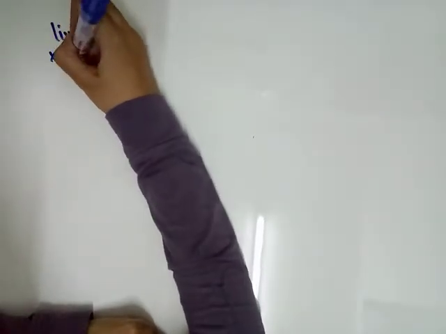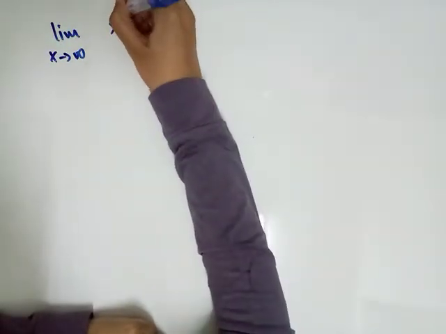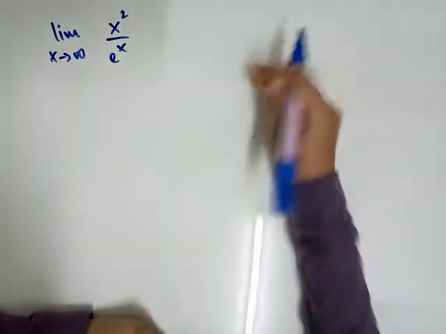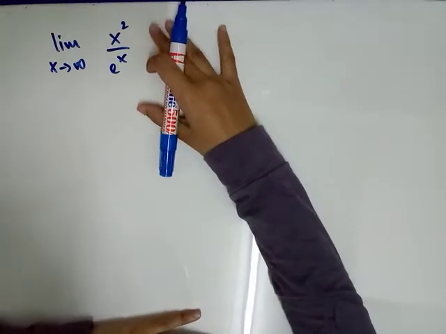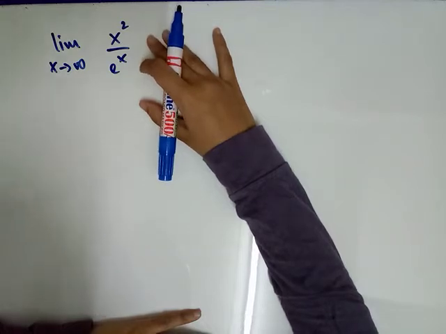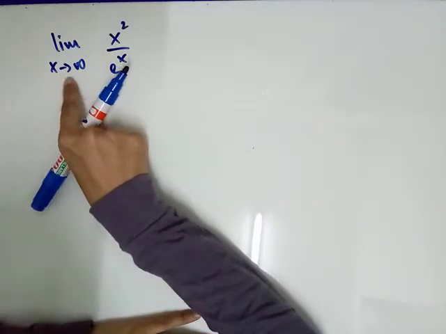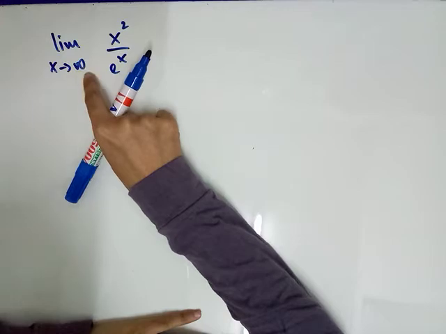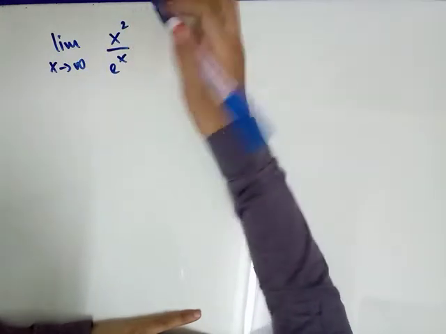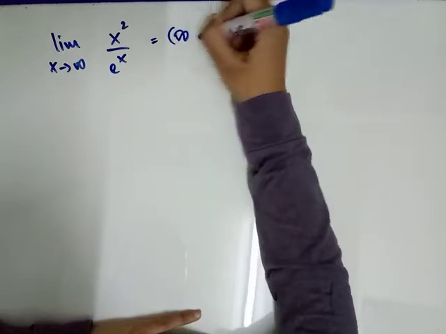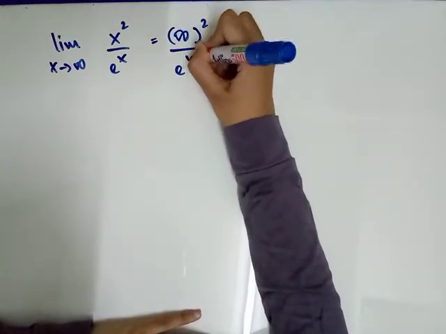Okay, so let's say we have a question. Limit x approaching infinity of x squared over exponent x. Okay, this is my question. Let's do a direct substitution. We know that x is approaching infinity, so that means we need to substitute this infinity into x. It will become infinity power 2 divided by exponent infinity.